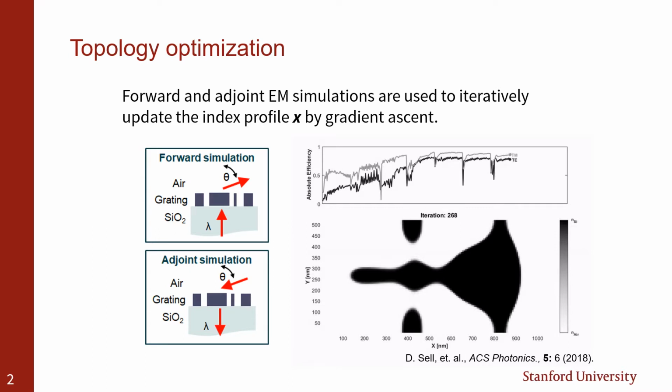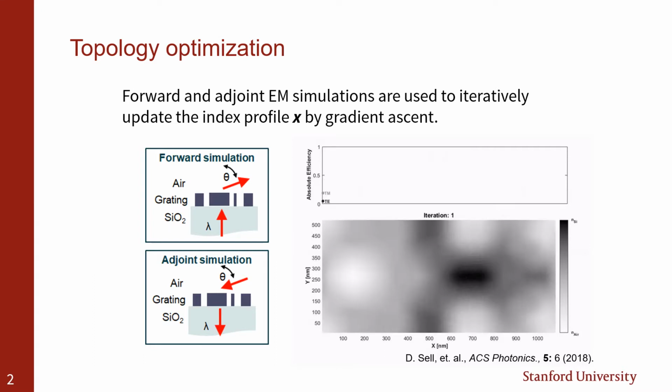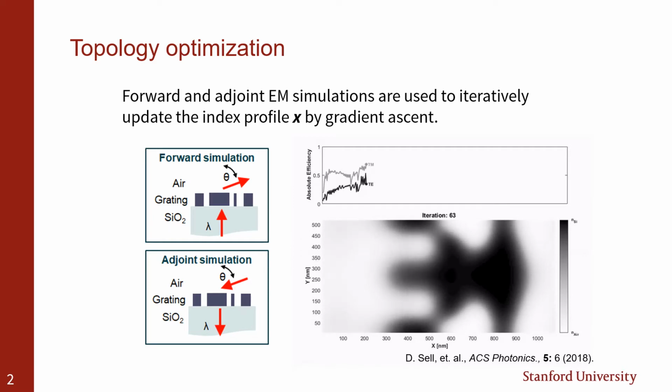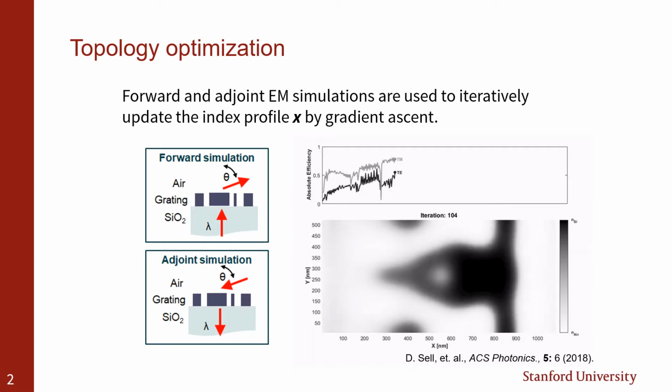And we start with a randomized dielectric continuum or grayscale pattern, which gradually converges to a binarized pattern. In this case, a pattern that contains only silicon and air. During each iteration, the gradient of each pixel can be calculated from a forward and an adjoint EM simulation.